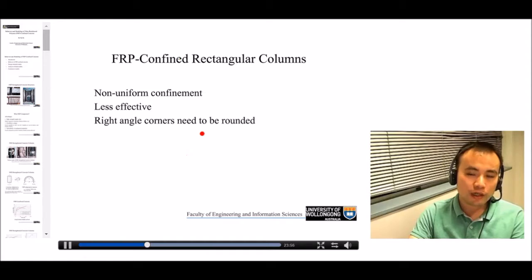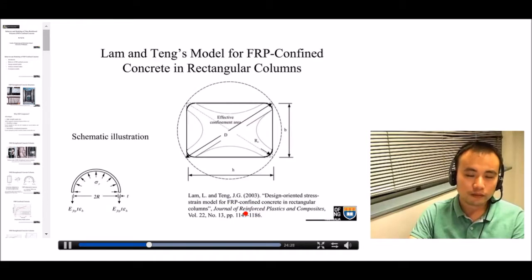So just now, the Lam and Teng model, the original model, was proposed for FRP-confined circular columns. For FRP-confined rectangular columns, it's a different story. Firstly, because in rectangular columns, you can imagine that the concrete is under non-uniform confinement, and the confinement is less effective. And normally, before we apply the FRP wrap, we need to make the right-angle corners round.